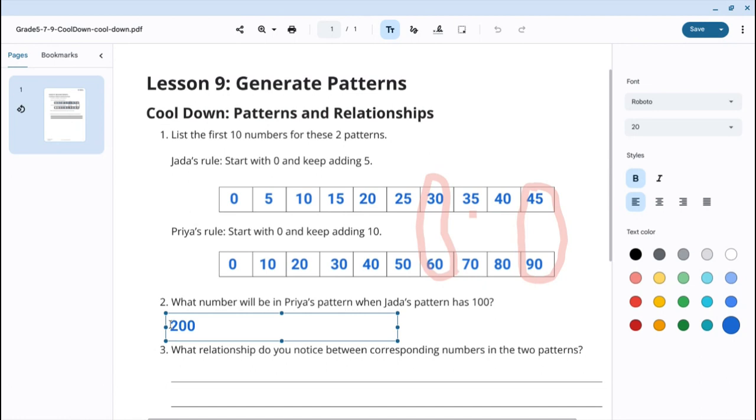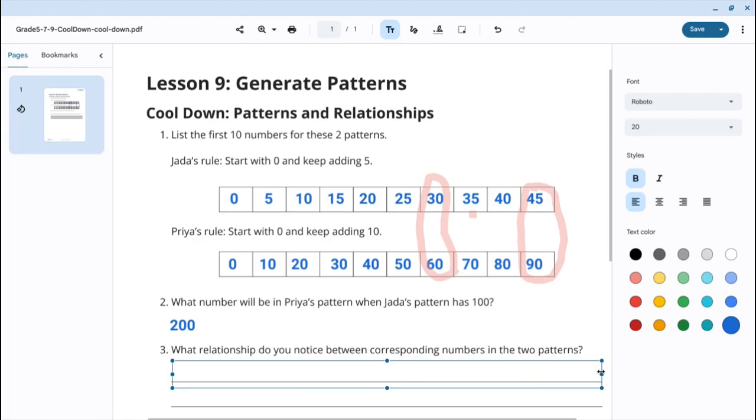Now this did not ask us to explain that. Where we're actually going to explain it is in number 3. So let's come down to number 3 and let's write what relationship we noticed between the corresponding numbers in the two patterns. And specifically, what relationship we noticed that helped us know that Jada's pattern at 100 would mean Priya's pattern would be at 200.